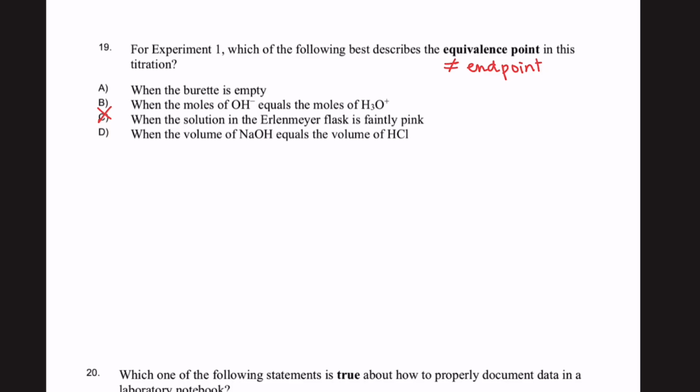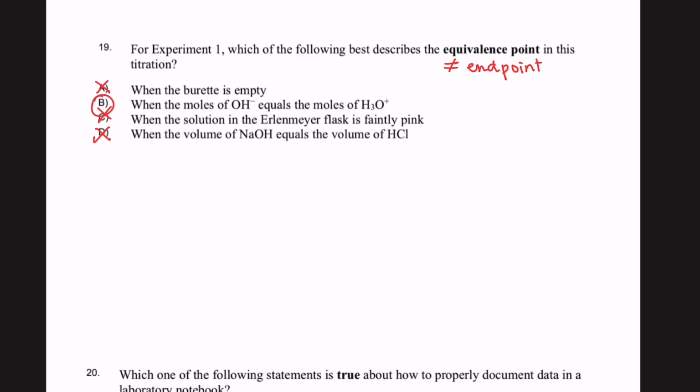So next, option A is not correct, because the burette does not have to be empty in order for us to reach the equivalence point. Oftentimes we'll have leftover. We don't have to empty out the entire burette in order to reach the equivalence point. The burette usually has an excess of the base. So that is not our answer. When the volume of NaOH equals the volume of HCl, that is not correct, because that is not necessarily our equivalence point, because they can have different concentrations. So our answer is B.